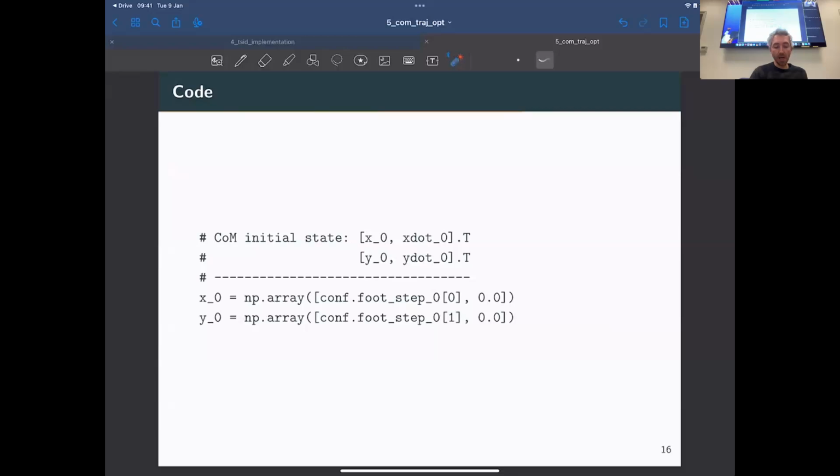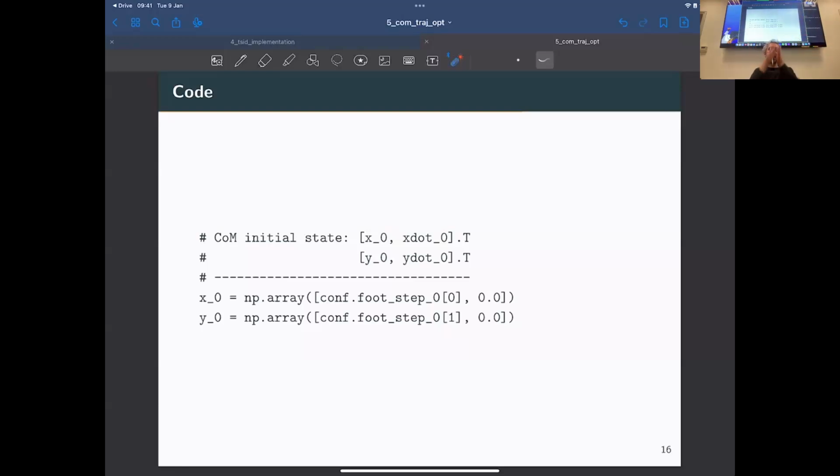Then I need to initialize the center of mass state. And I'm going to assume that the center of mass starts exactly on top of the first footstep. So the robot is starting with the center of mass on top of one foot, so that it can immediately take a step with the other foot.